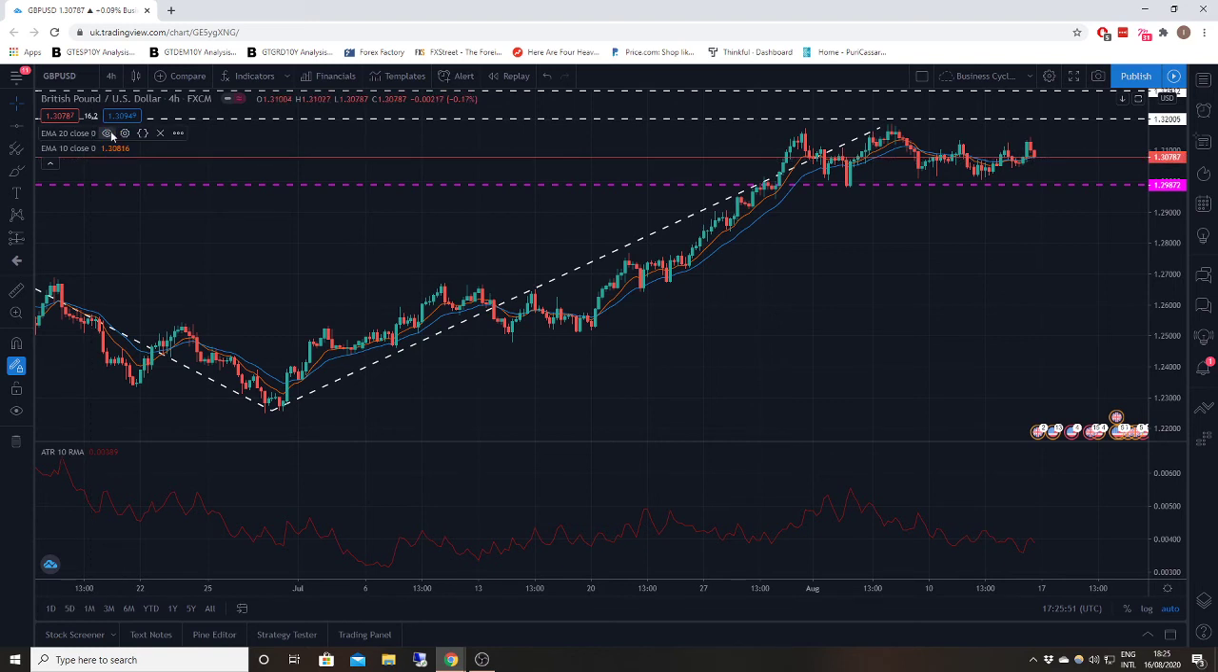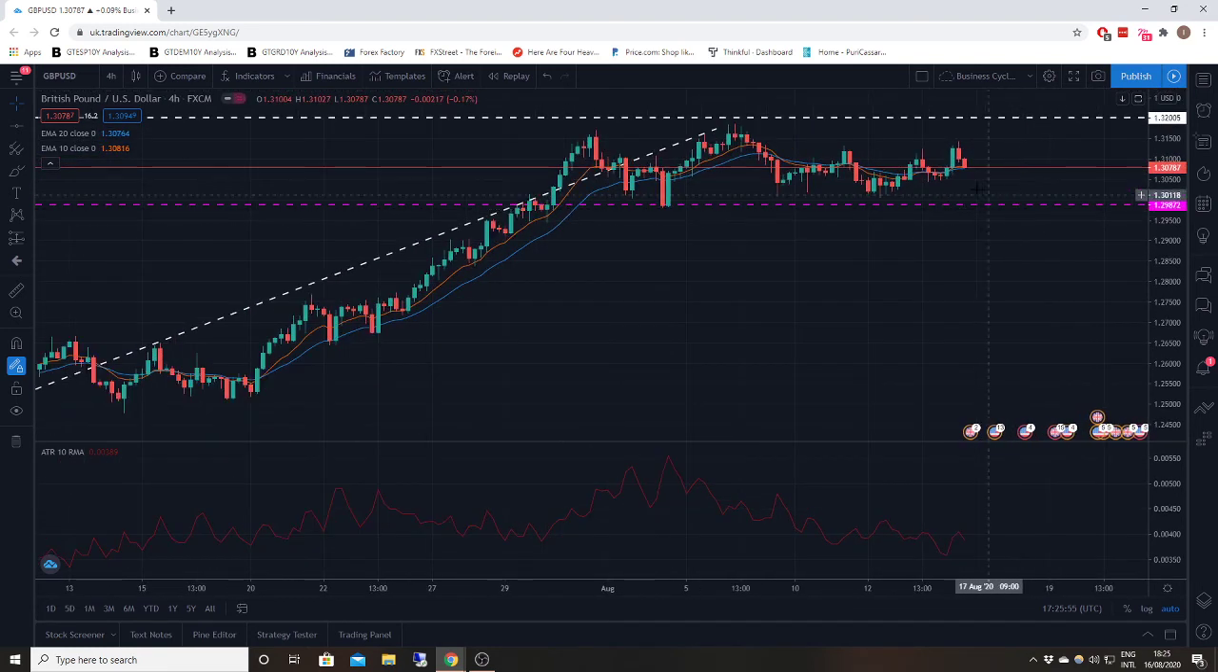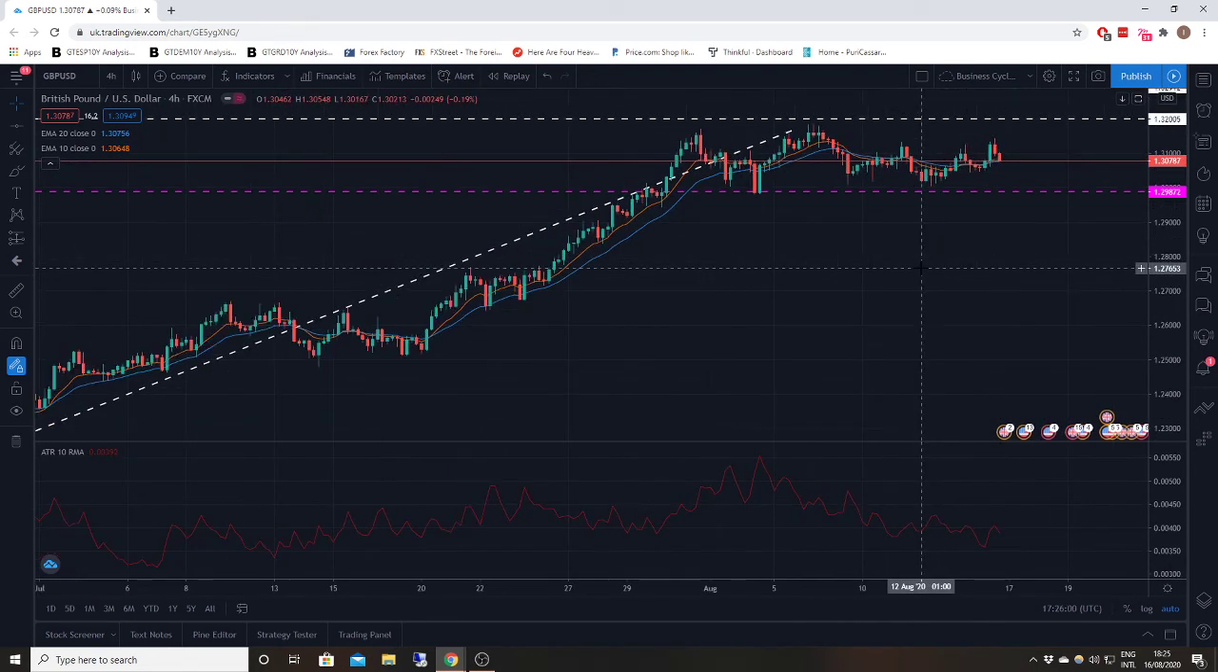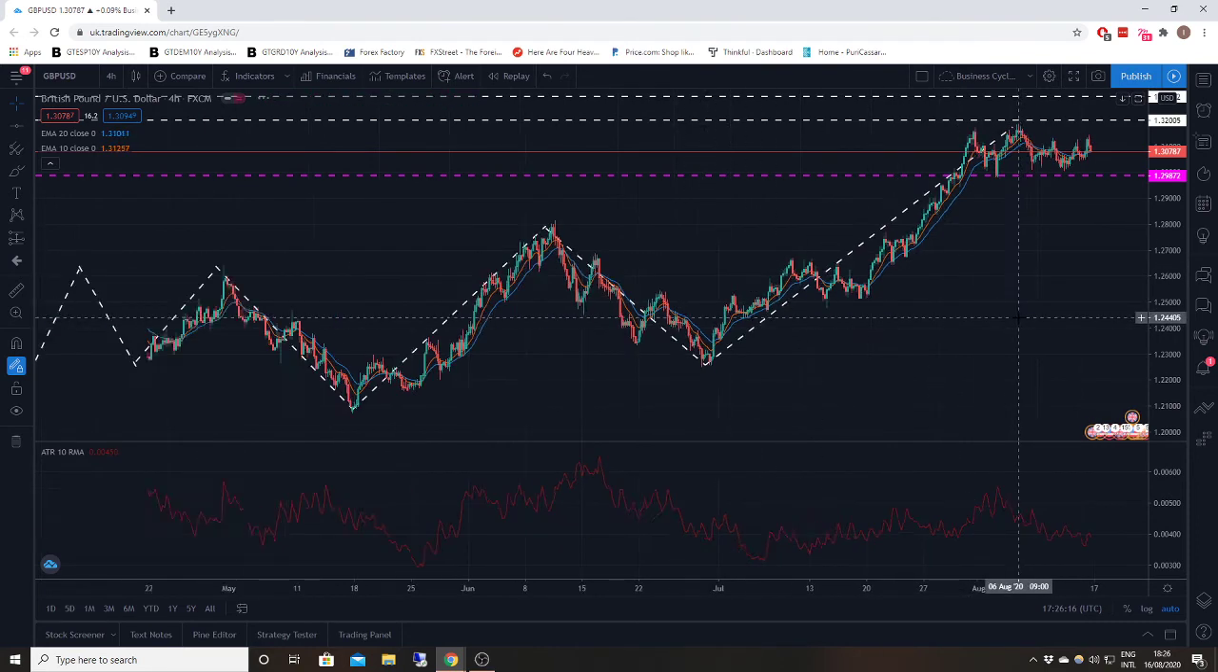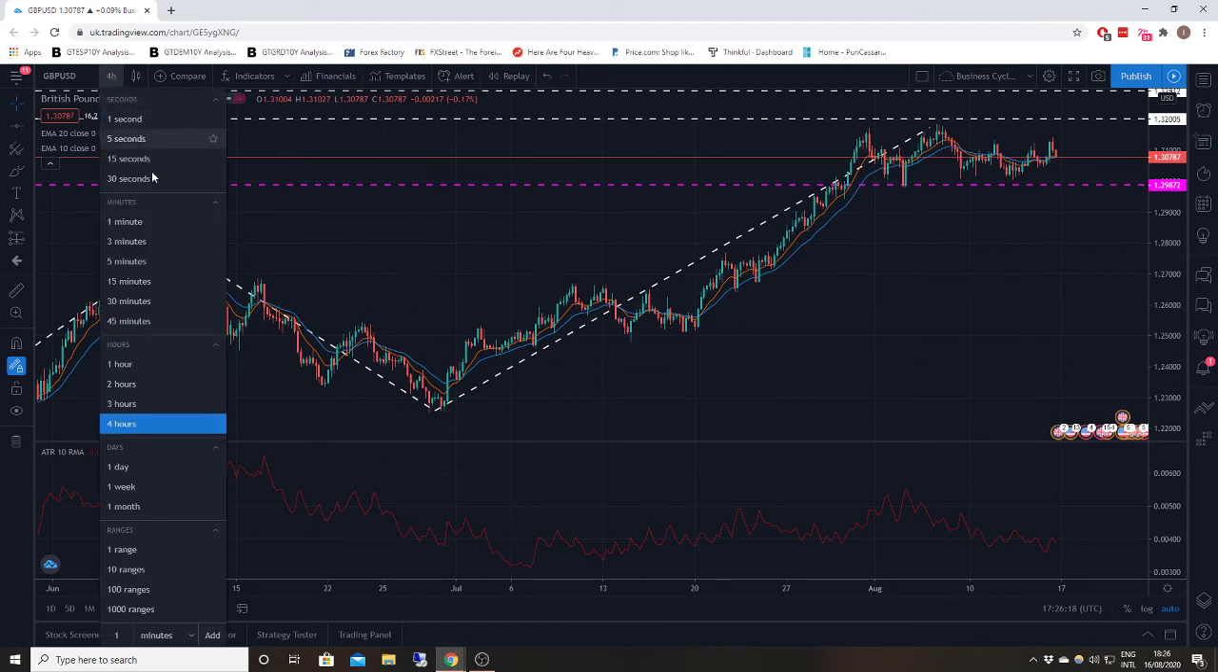Interestingly enough, on our 10 and 20 EMAs for the 4-hour chart, we're just hovering above, so I'd say we're neutral. And our ATR is currently at about 40-ish pips per 4 hours. So yeah, hopefully some money to be made this week. And I think that's it for cable.